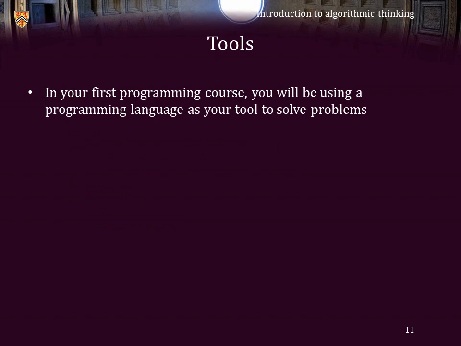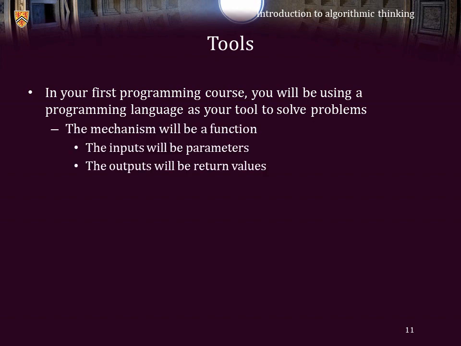Now, in your first programming course, you will be using a programming language as your tool to solve problems. The mechanism specifically will be a function. The inputs to a function are the parameters of that function, and the outputs will be return values.